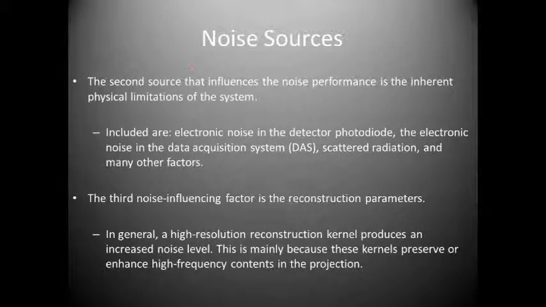The third noise influencing factor is the reconstruction parameters. In general, a high-resolution reconstruction kernel produces an increased noise level. This is mainly because these kernels preserve or enhance high-frequency contents in the projection. So what it does, these high-resolution reconstructions have a tendency to amplify all of the data that is already there. And so while it will help bring out certain points of the data, it will also bring out certain negative points of the data as well. And so you'll see an increase in noise.